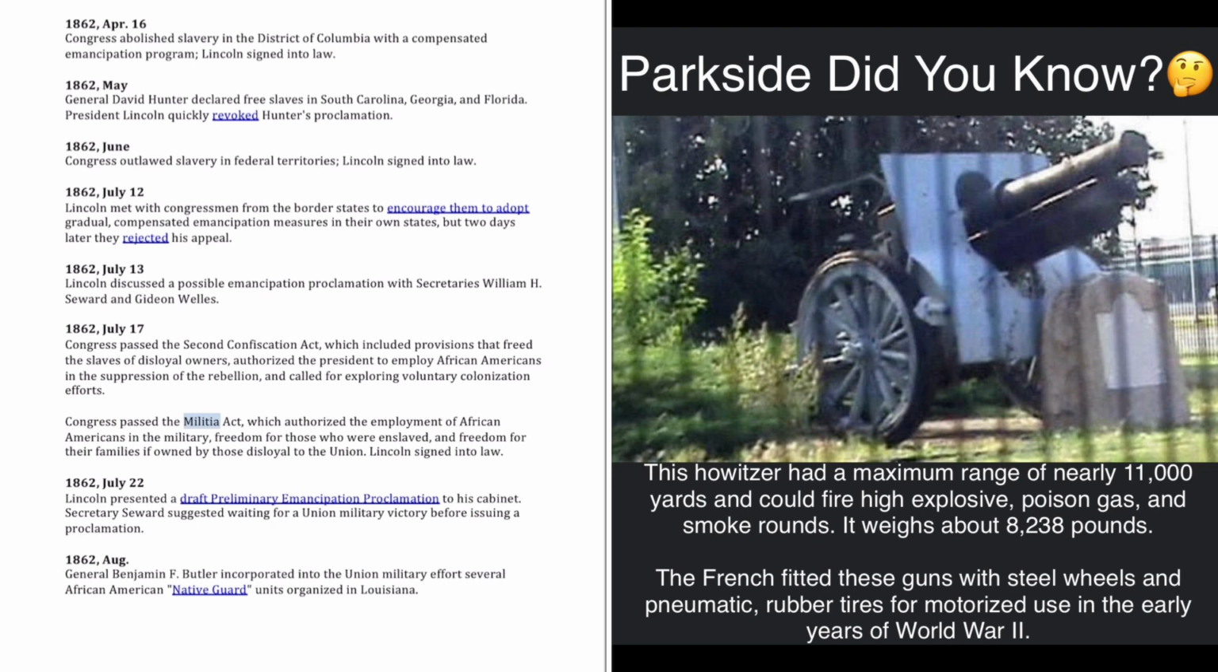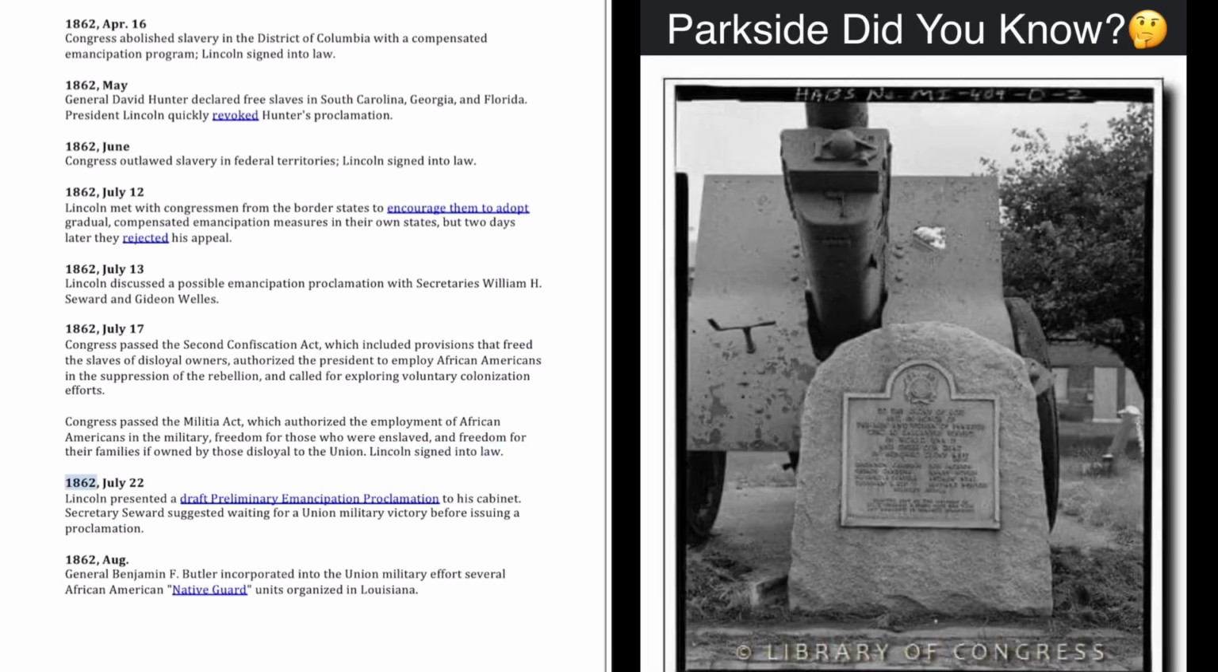Congress passed the Militia Act, which authorized the employment of African Americans in the military, freedom for those who were enslaved, and freedom for their families if owned by those disloyal to the Union. Lincoln signed into law. 1862, July 22. Lincoln presented a draft preliminary Emancipation Proclamation to his cabinet. Secretary Seward suggested waiting for a Union military victory before issuing a proclamation.